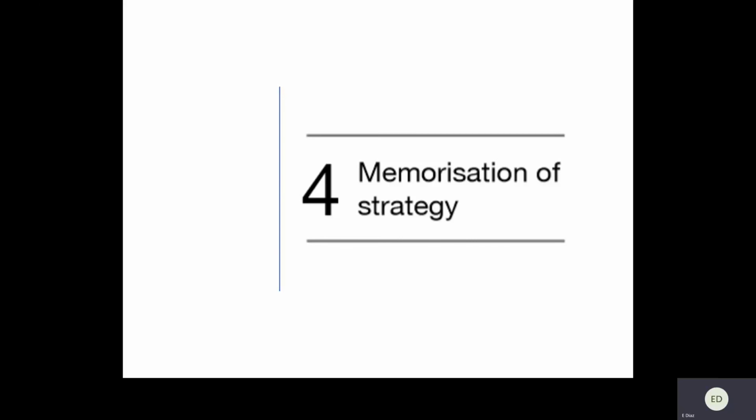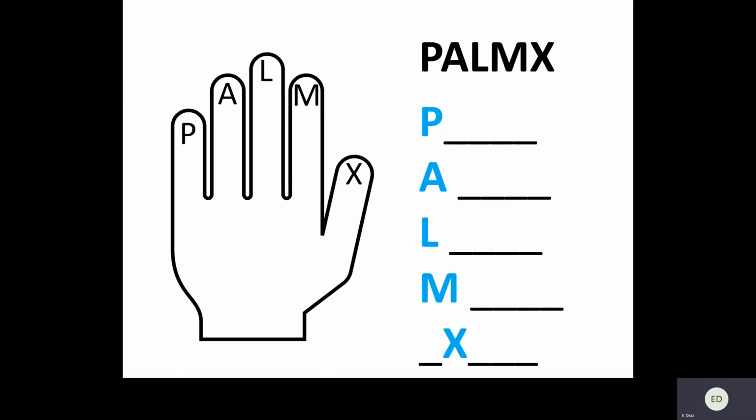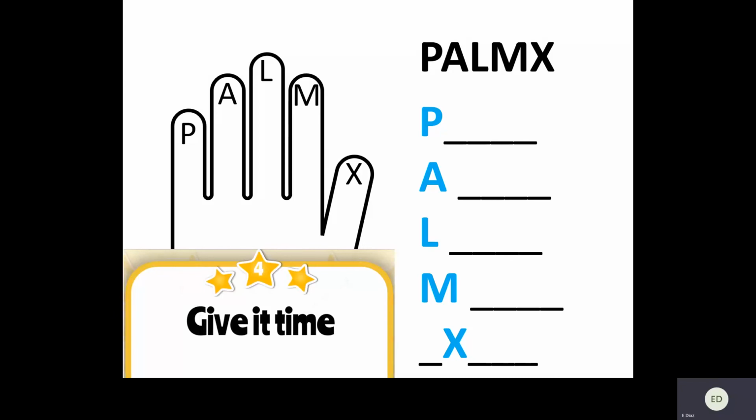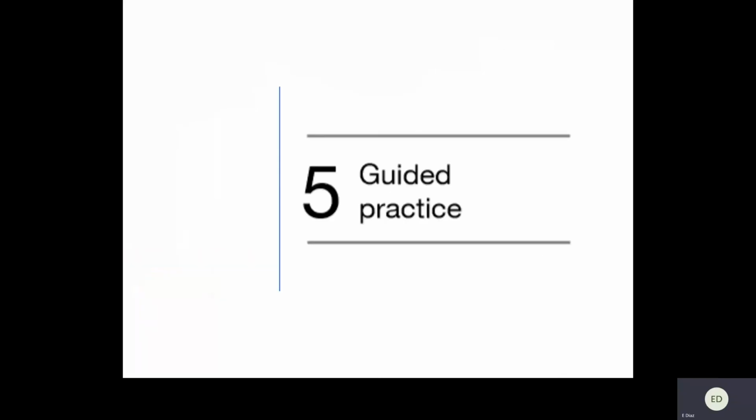Stage number 4 is memorization of the strategy. So I would spend 5 or 6 minutes making sure that students have learned what the letters mean and what letters there are. I would say that my 4th bit of advice here is that metacognition needs time and it's time well spent. So it's okay to stop a lesson to just teach a little bit of a strategy, something metacognitive that's going to help your students, and it'll pay off in the long term.